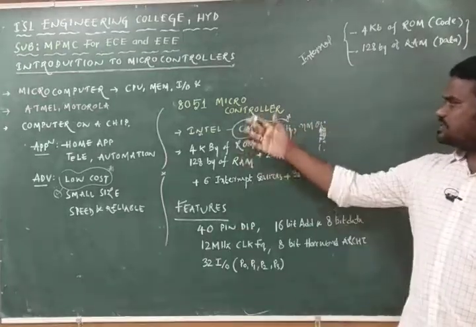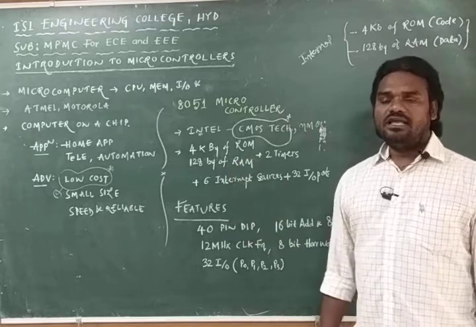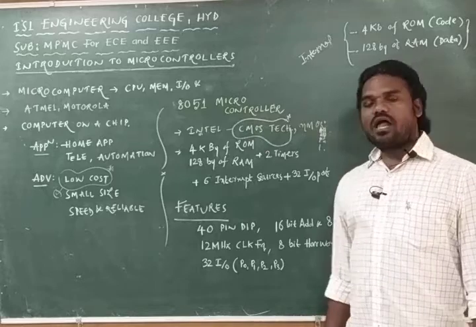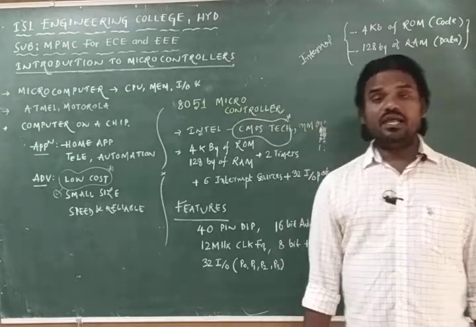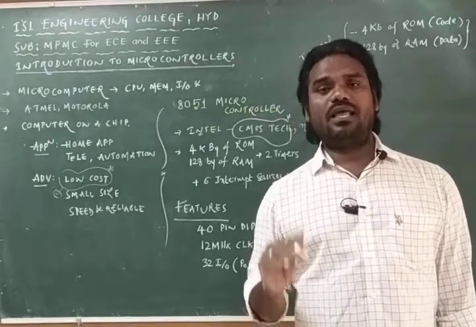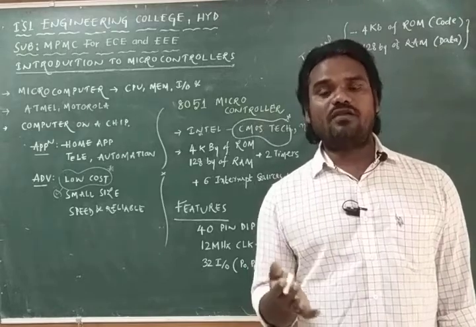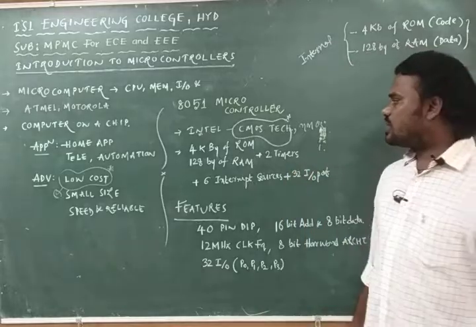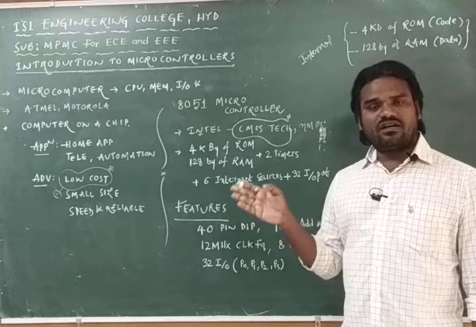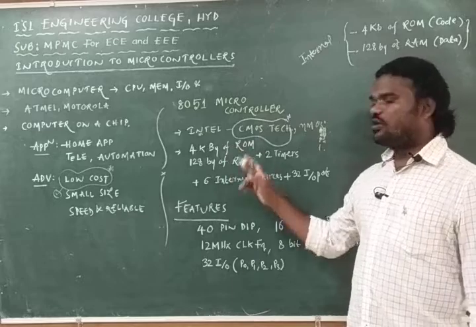These are some of the important key features of the 8051 microcontroller. It has 4 kilobytes of ROM. ROM stands for read-only memory. Generally, read-only memory is a code memory. That means in this memory space we can store the instructions, the program, some code. So this ROM is also named as code memory. In the 8051, that is 4 kilobytes of memory.